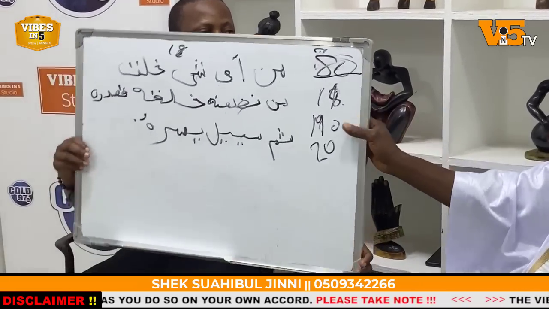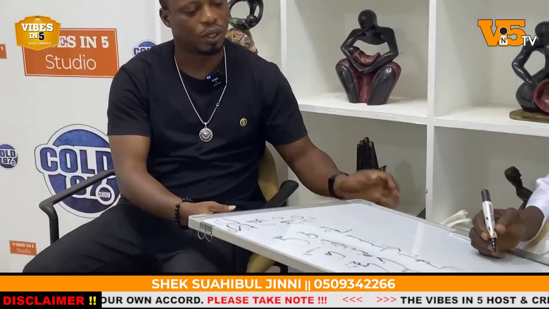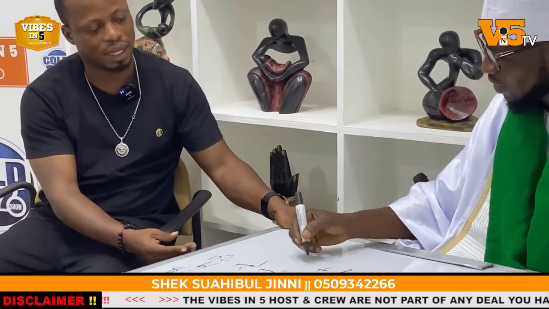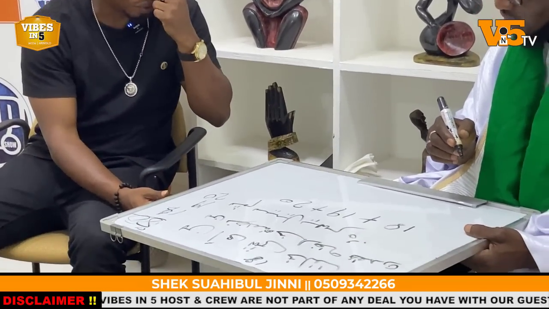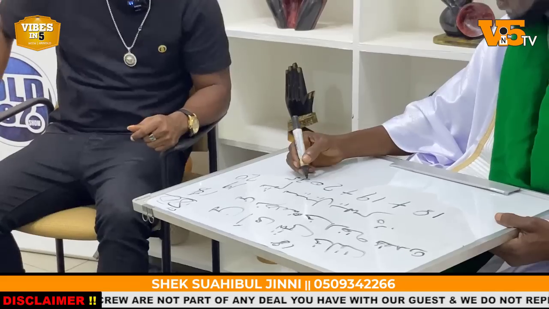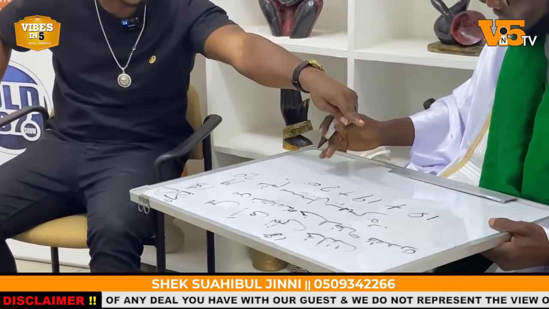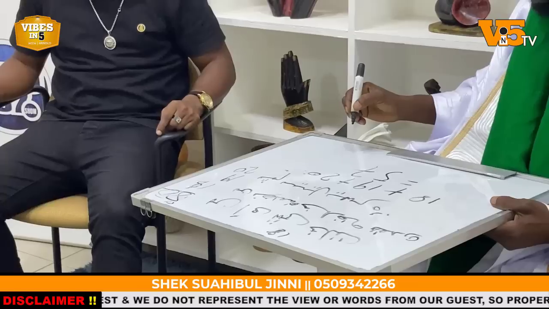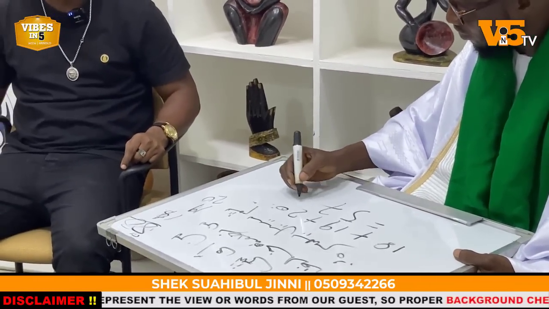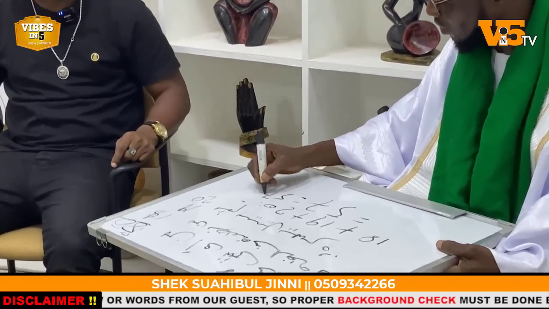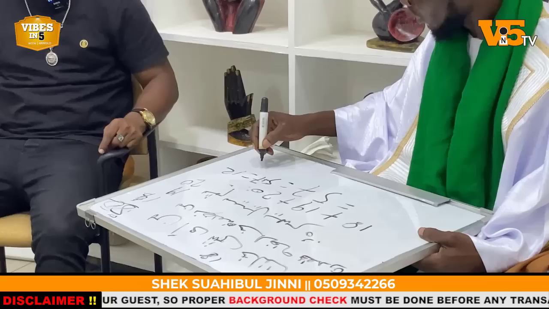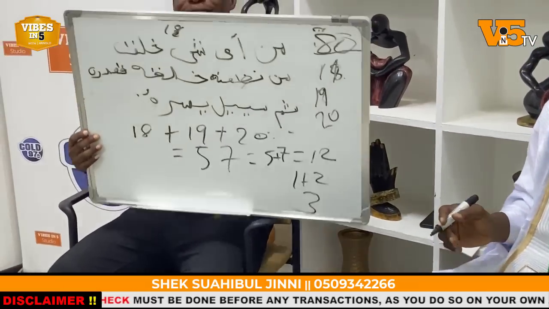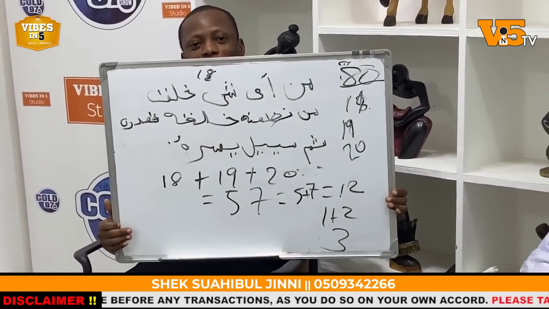Let's do it the way we've been doing it. We are adding 18, 19, 20, right? 18 plus 19 gives you 37, plus 20 is 57. You understand? 5 plus 7 gives you 12. 1 plus 2 gives you 3. Bam, three trimesters. I think I'm enjoying this, man. So three trimesters.